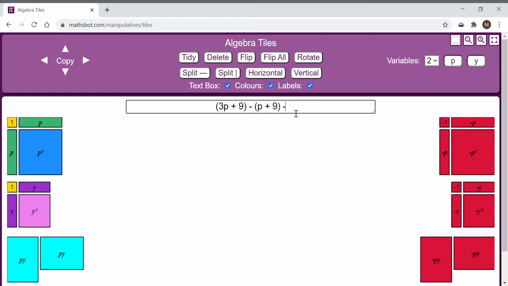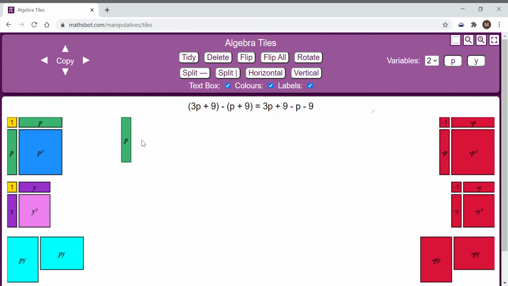If we rewrite this problem, we are going to get 3p plus 9, and then negative times p gives us negative p, so minus p, and negative times positive 9 is negative 9, so minus 9. So our new expression is 3p plus 9 minus p minus 9.